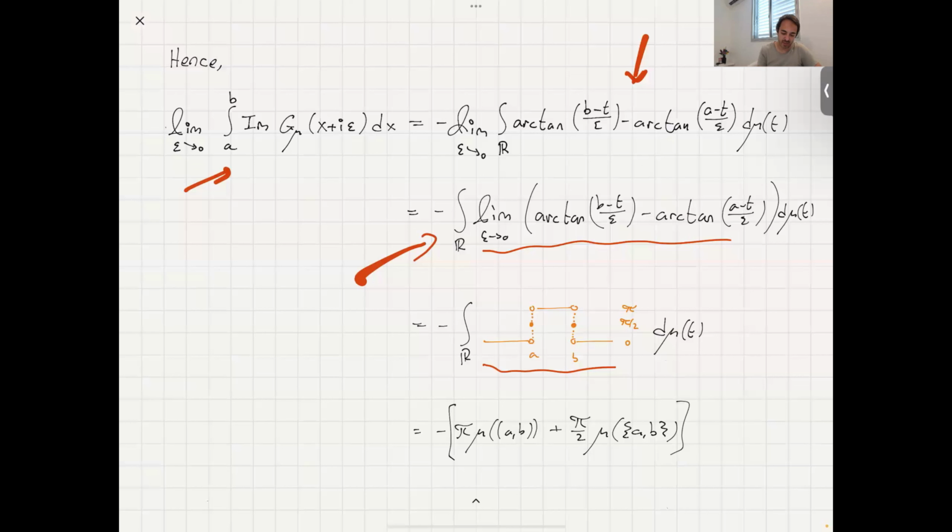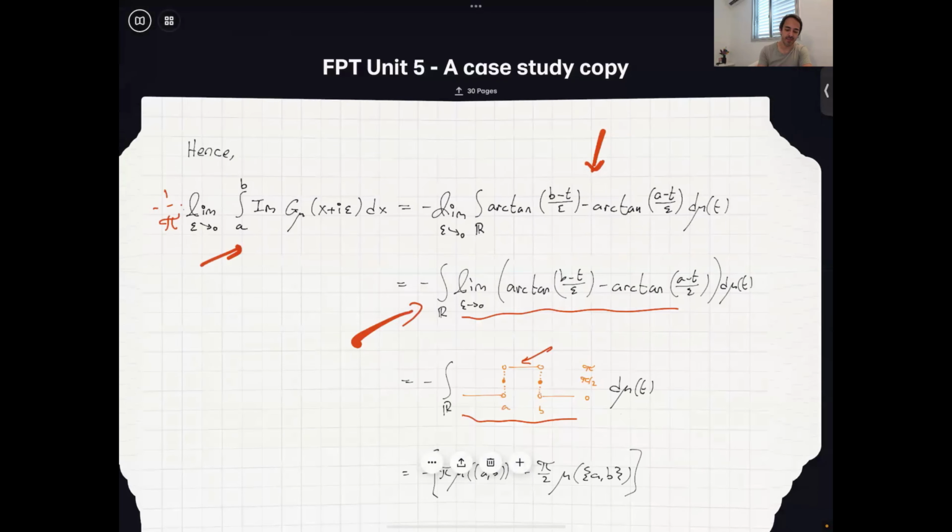So you get pi, which is the value on this interval, times mu, the measure of the open interval (a, b), and then you get pi over 2 times the measure of the singletons. And all in all, after dividing by minus pi, you get the statement of the theorem that minus 1 over pi times this limit is equal to mu of (a, b) plus half mu of the two atoms. Okay, that's it.